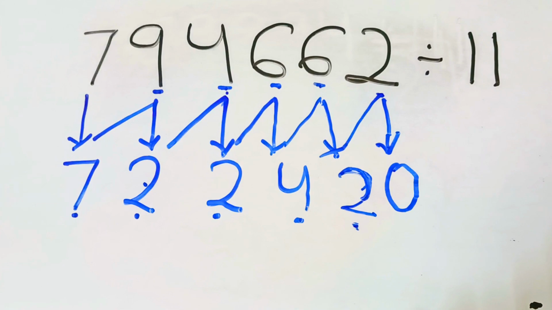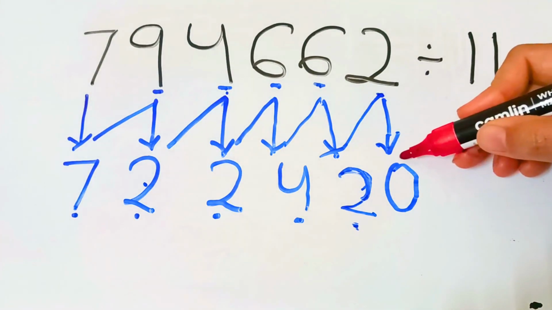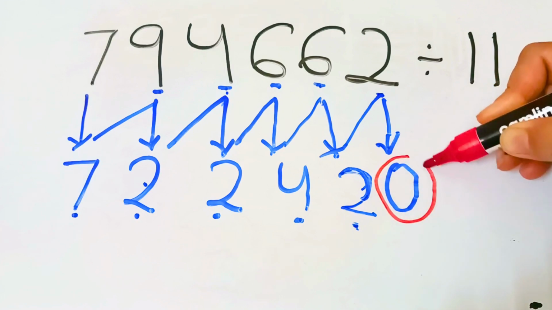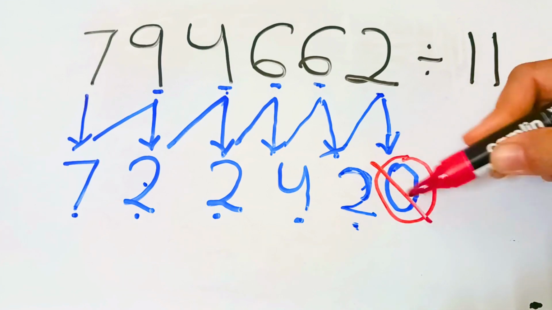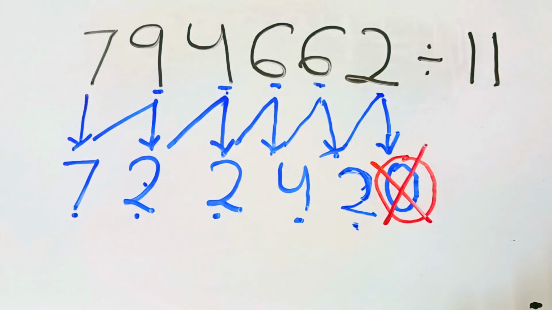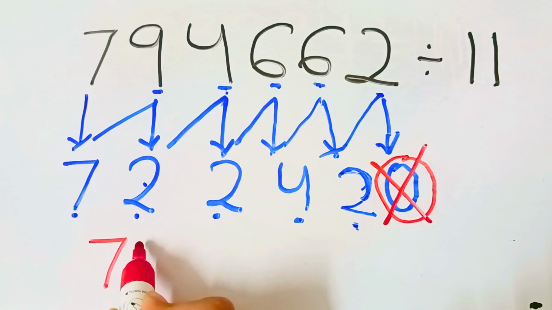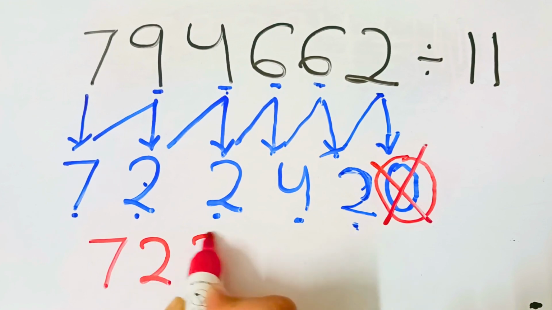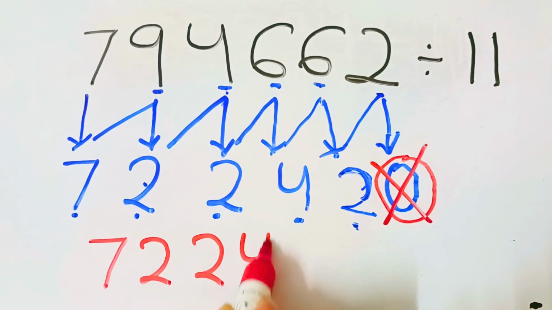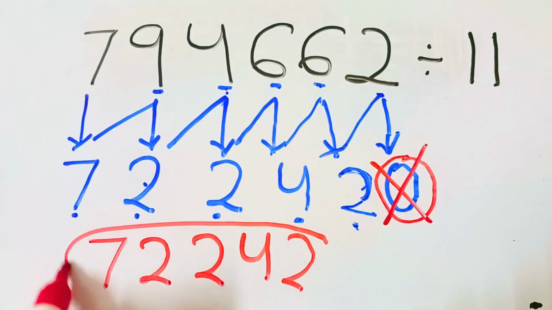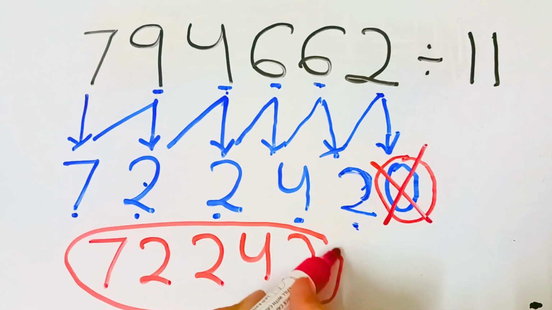Then I said, if your last digit is 0, then you have to remove it from your answer. So remove this one. So what will be your answer? Your answer will be 72242. This is your answer. Now you got the trick, right?